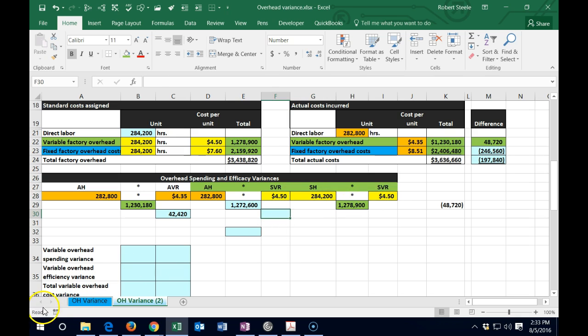Once again, we would hope that the actual hours are less than the standard hours, the budgeted hours, because if they are, that means we did it in fewer hours than we thought, and that's the case here.